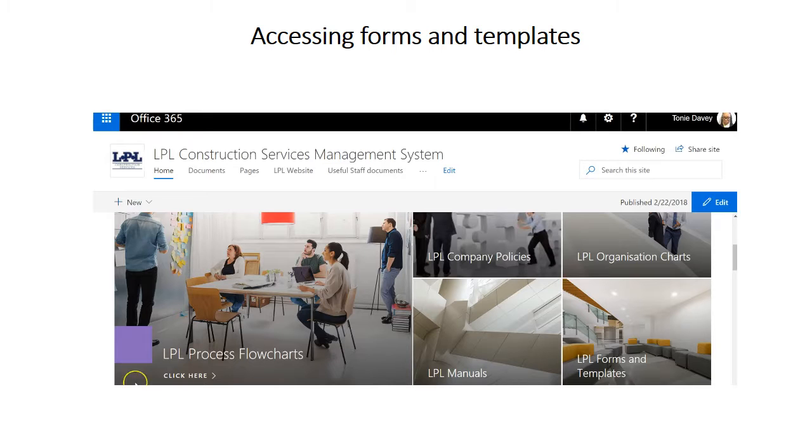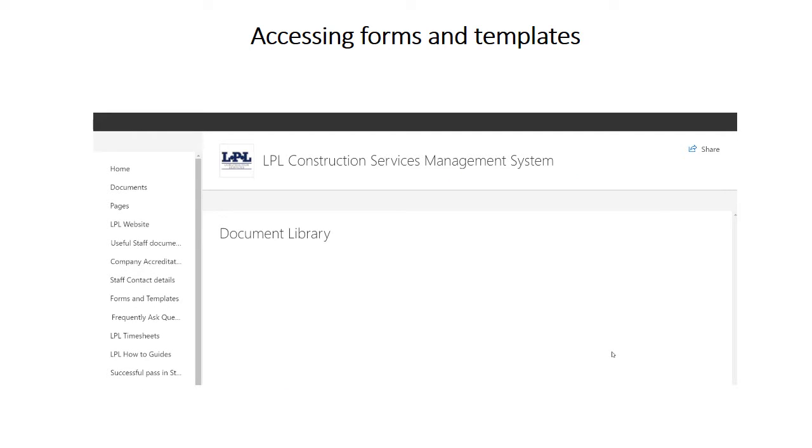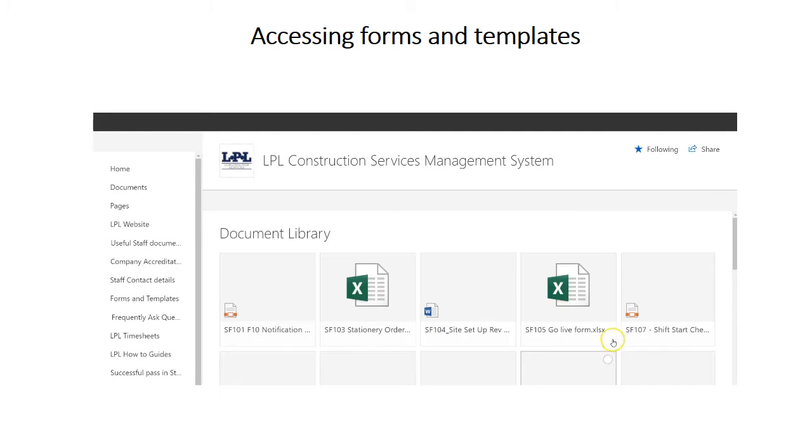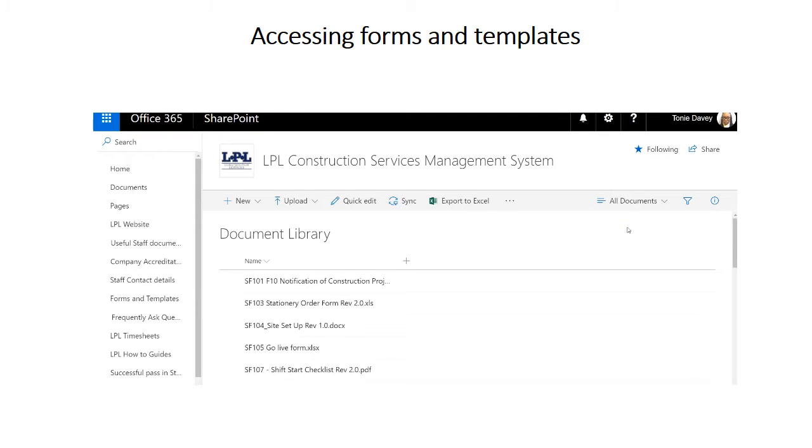Access to LPL forms and templates can be found from the home page like this. Once into the document library, you can change the view of all forms and templates by selecting all documents and changing either the list or the tile view.